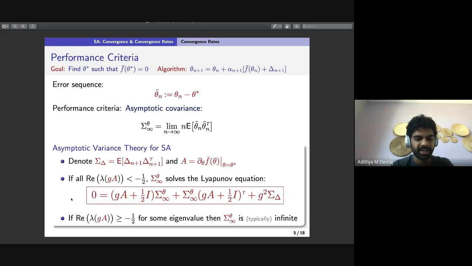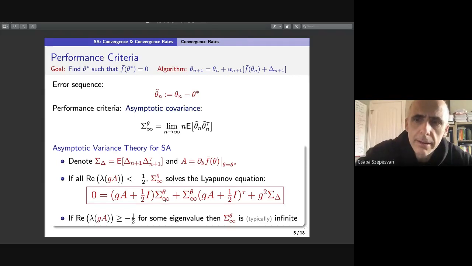And if there exists at least one eigenvalue of this matrix GA that is bigger than or equal to minus half, then you can show that typically this asymptotic covariance is infinity. And what that means is the convergence rate is slower than 1 over n. Okay.